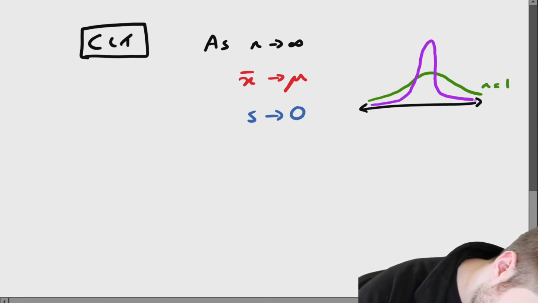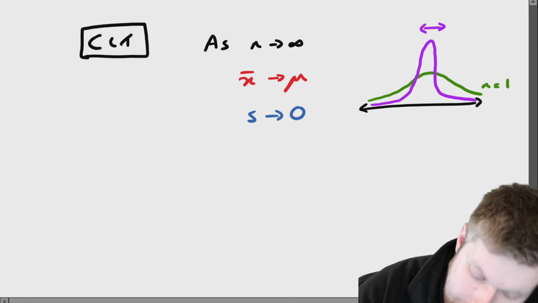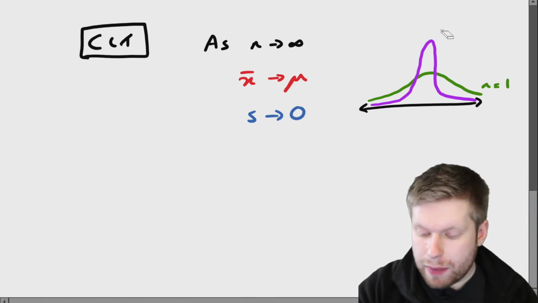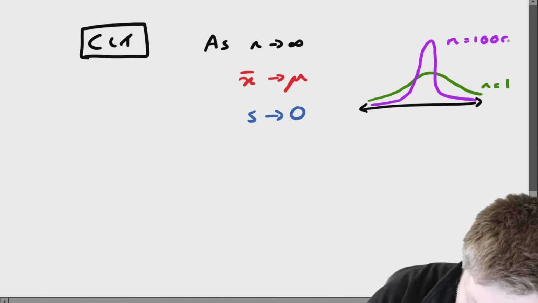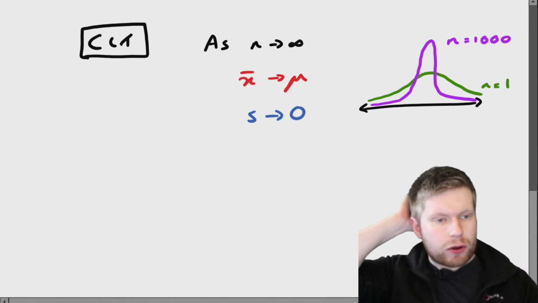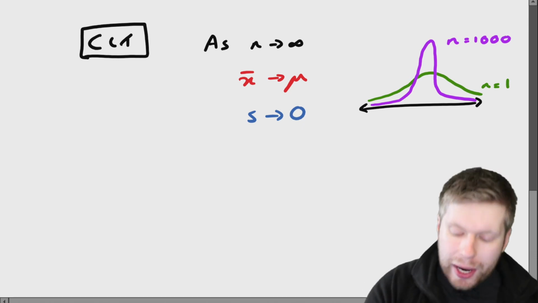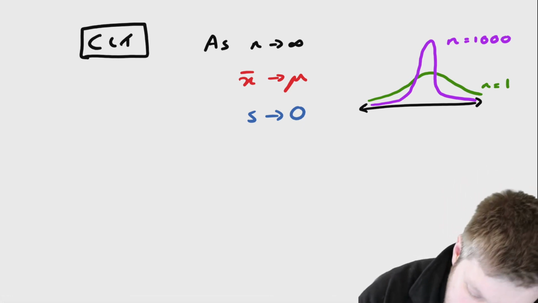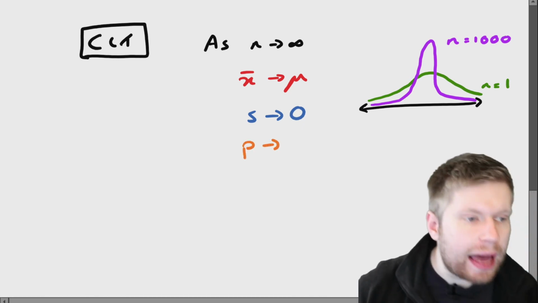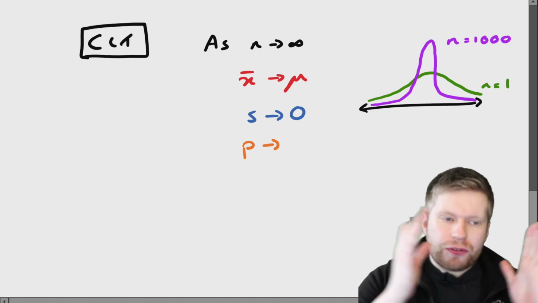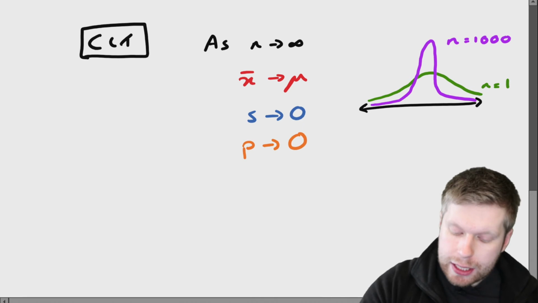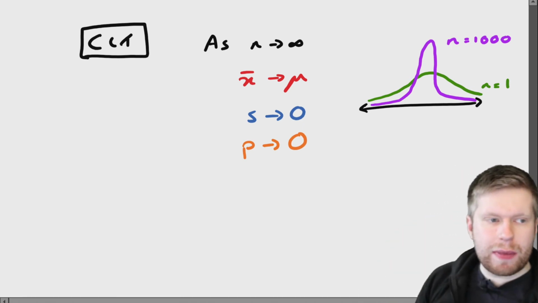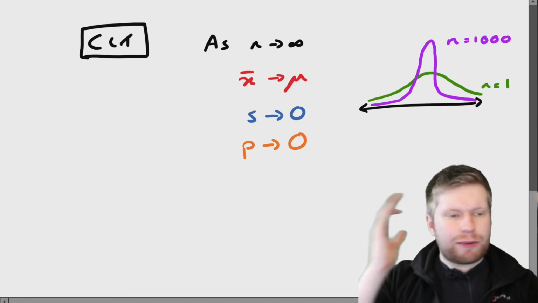So you're more likely to get values in here than you are outside of that domain or range. That might be, for example, n equals 1,000. So the spread of your distribution decreases, and therefore by default, the probability of obtaining a sample which is further away from the true population mean weight should decrease. This is literally all the central limit theorem is saying. It's very, very logical.